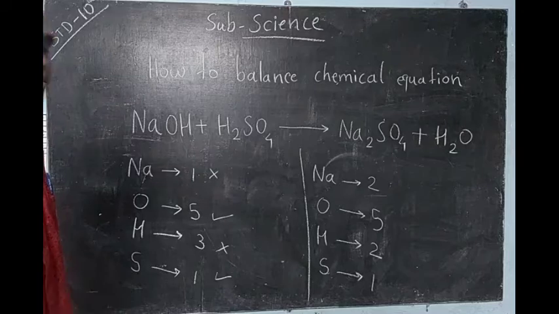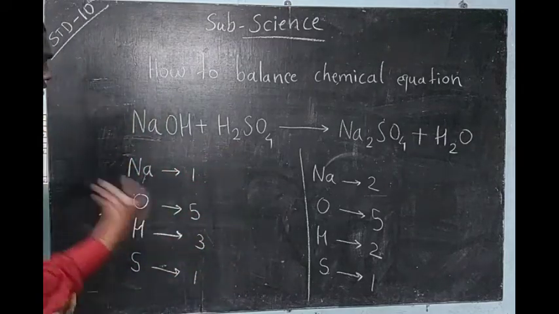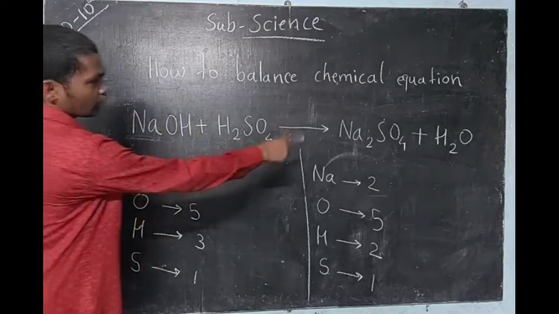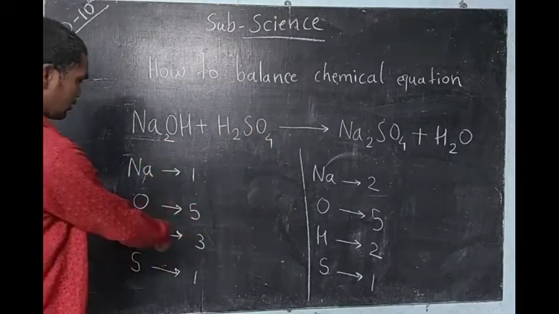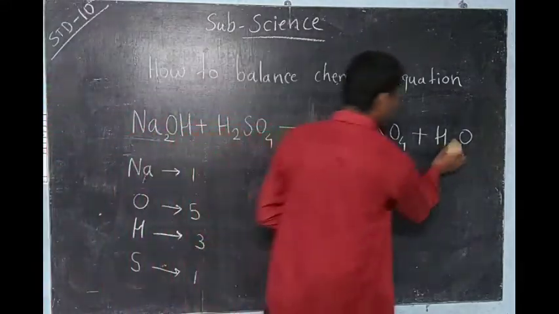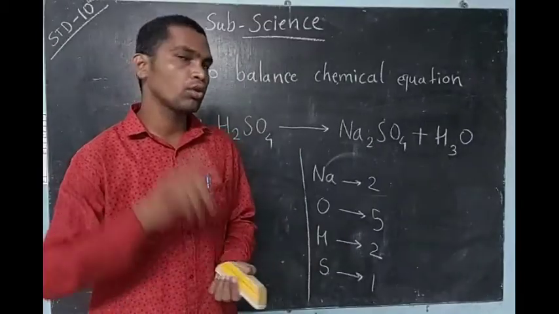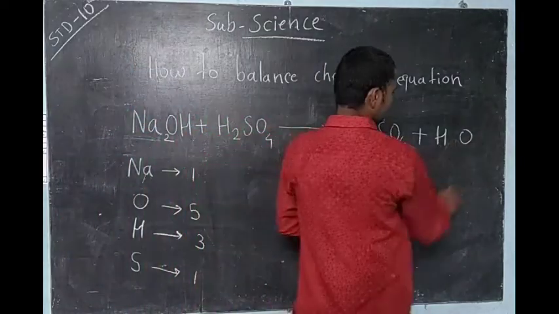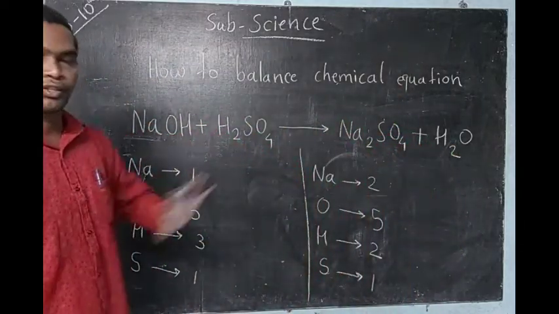But sometimes what happens? Some students use their own ideas. Here sodium 1 and there sodium 2, so they will write 2 here. Hydrogen, suppose hydrogen 2 there and here 3, then they will do like that. Totally wrong. This method is totally wrong. Don't change any chemical formula of any compound. So this is the wrong method.